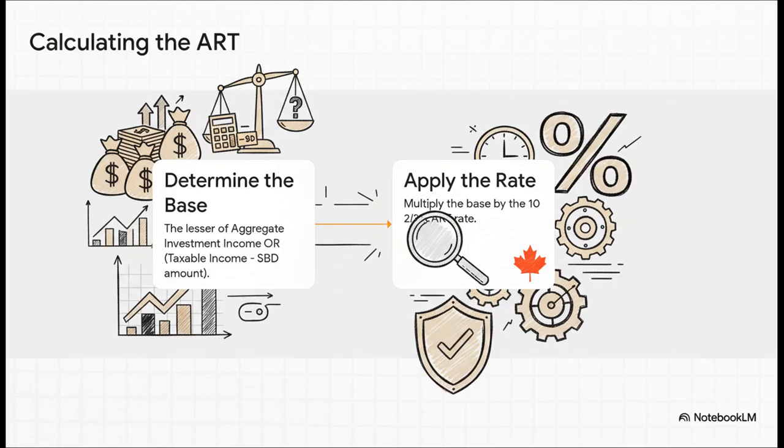The first number is your total investment income. The second number is your total taxable income, minus the portion that already got that nice low small business deduction rate. In simple terms, this just makes sure that the ART only hits the passive income.